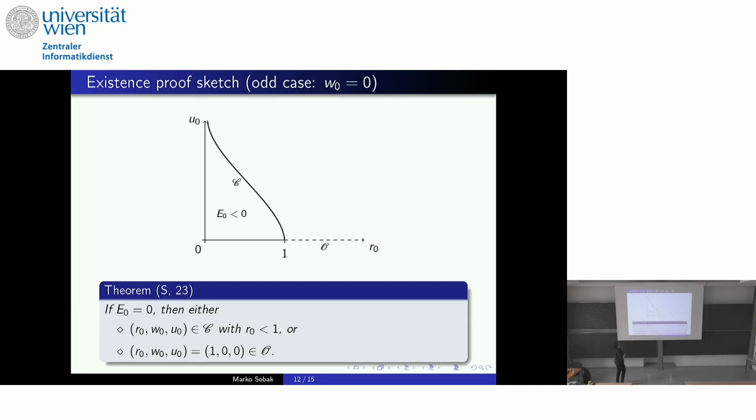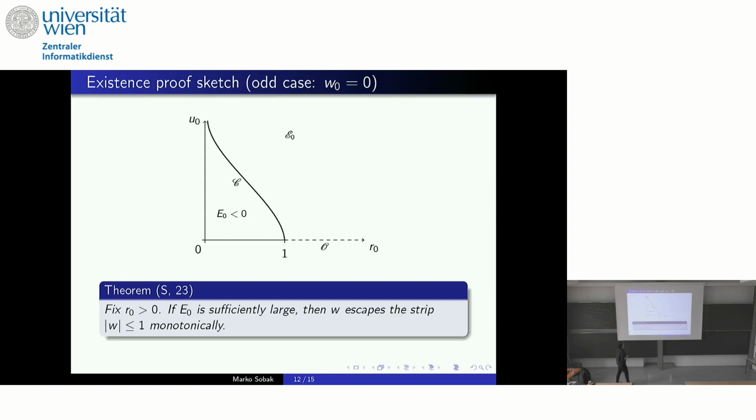This is sort of like a lower bound for our shooting method. Then we have the high energy theorem, which tells you something when the initial energy is large.